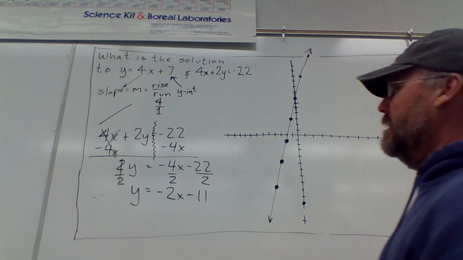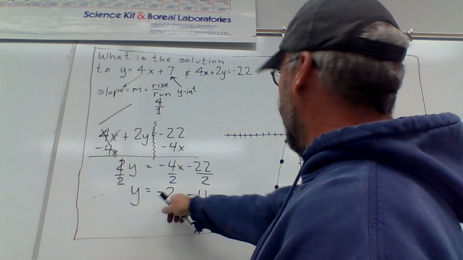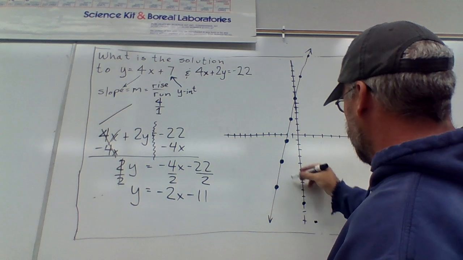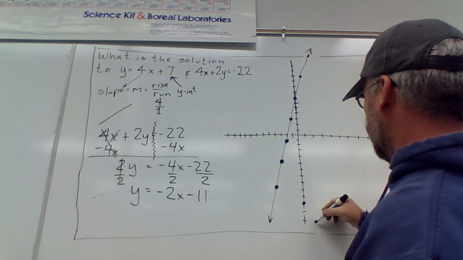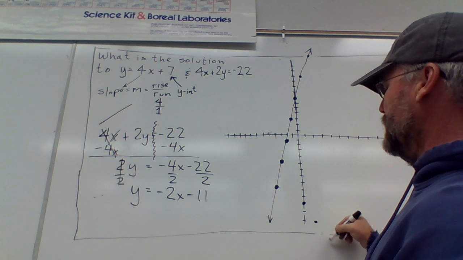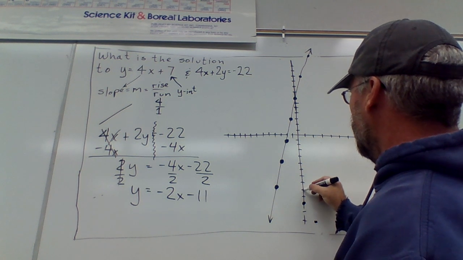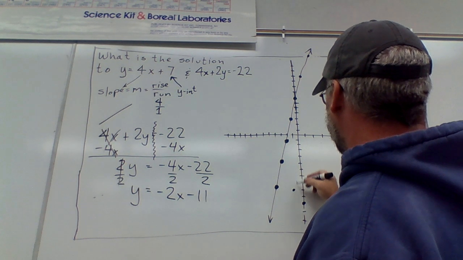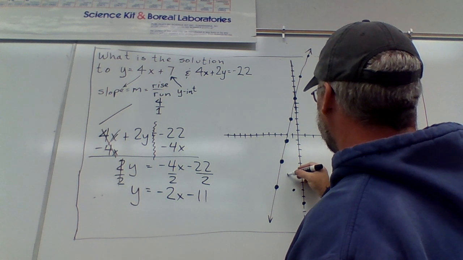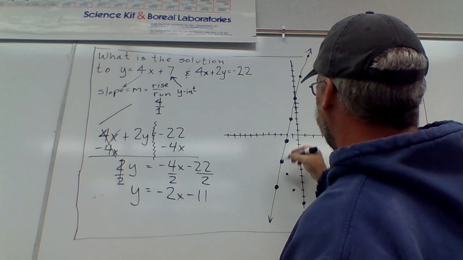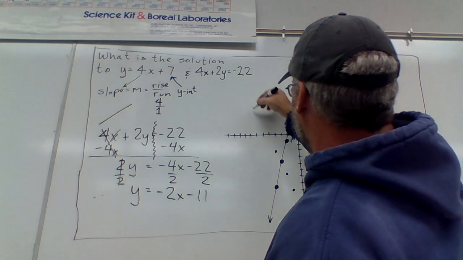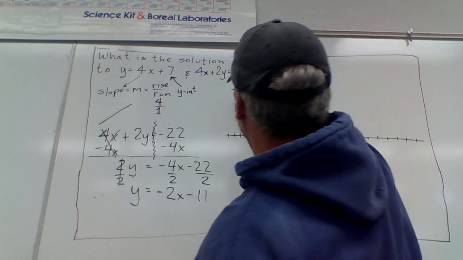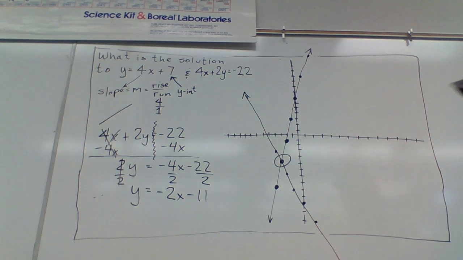Then I go down 2, right 1, down 2, right 1. I see right away that if I do that, it's not going to do me any good to plot more points over here. So let's go up 2 and left 1, up 2 and left 1, and again, and again. We can see that this line should run about like that. The key is, where do they meet?